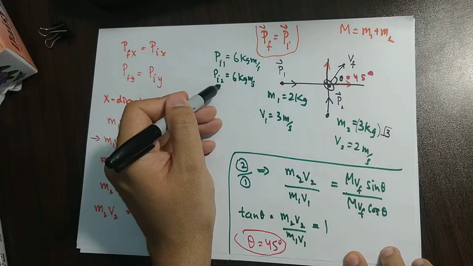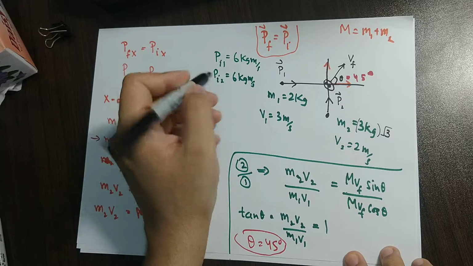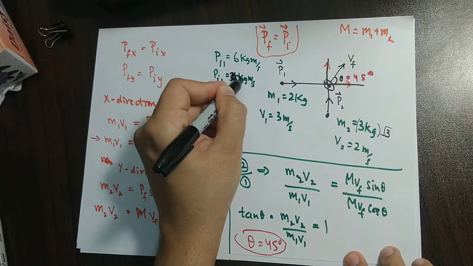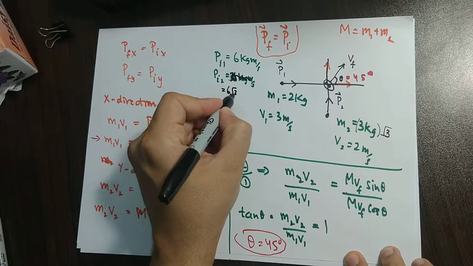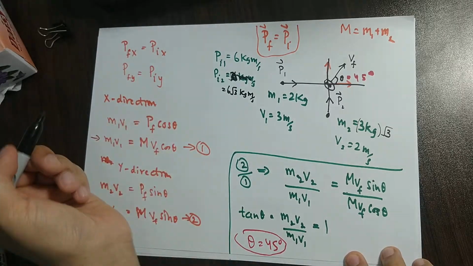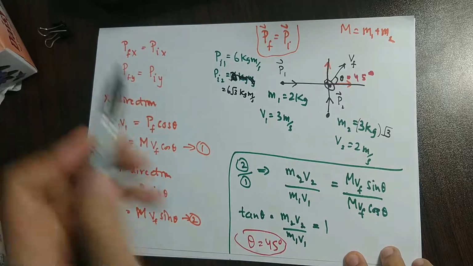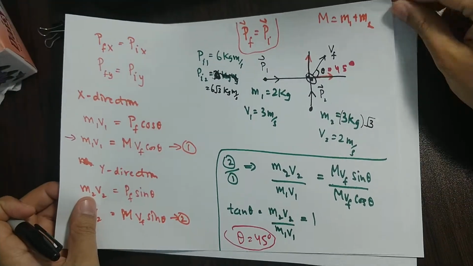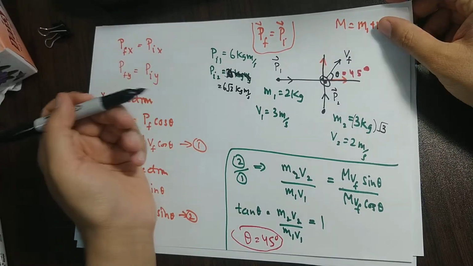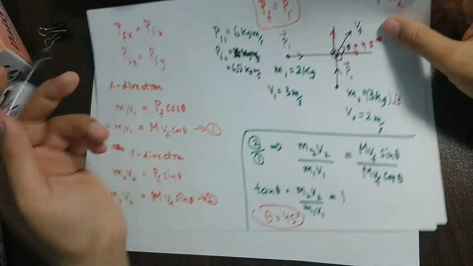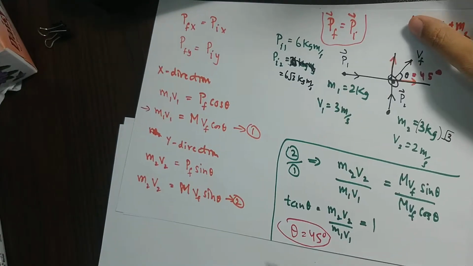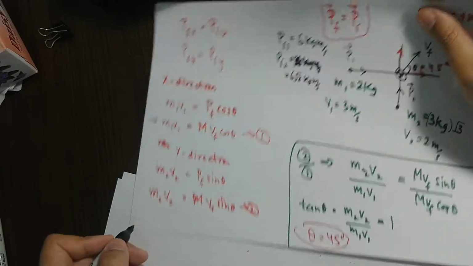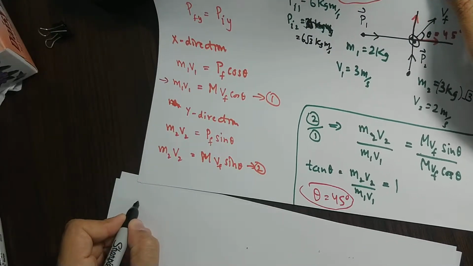So for this now, p2 is like 6 multiplied by square root of 3, right? So it's like 6 multiplied by square root of 3 kilogram meters per second. So in this case, what will happen is now tangent theta will be the ratio of these two momentums. Now m2v2 again is now 6 times square root of 3, right?